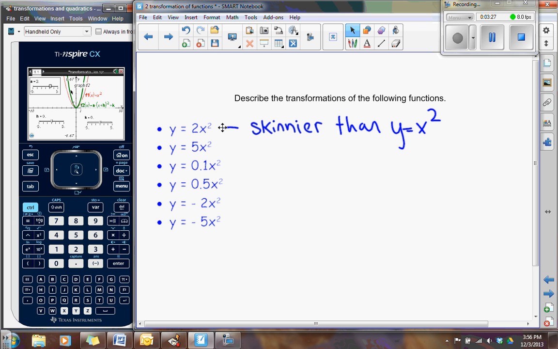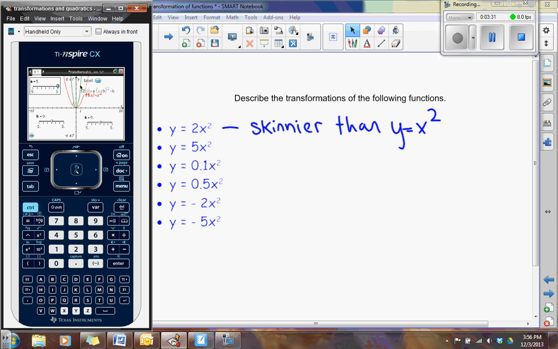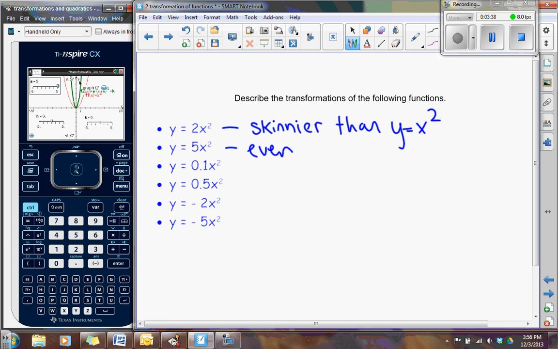Okay, if we look at y equals 5x squared, just like you would expect, if we make a 5, it's going to be even skinnier yet. So 5x squared is even skinnier. We can call this a vertical stretch. If you can imagine the function being stretched vertically, it's being pulled in a vertical direction. So these are both vertical stretches.